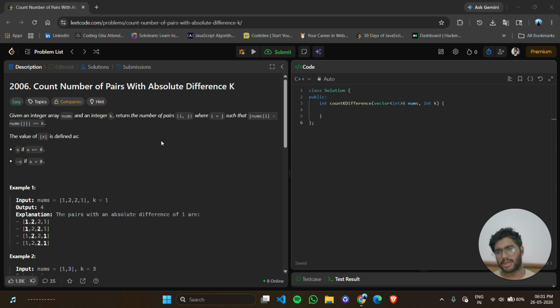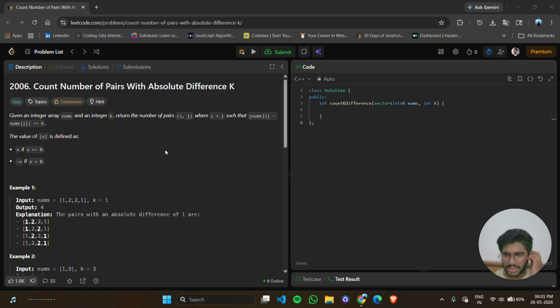Given an integer array nums and an integer k, return the number of pairs (i, j) where i is smaller than j such that the mod of nums[i] minus nums[j] equals k. The value of mod x is defined as x if x is greater than or equal to 0, and minus x if x is smaller than 0.